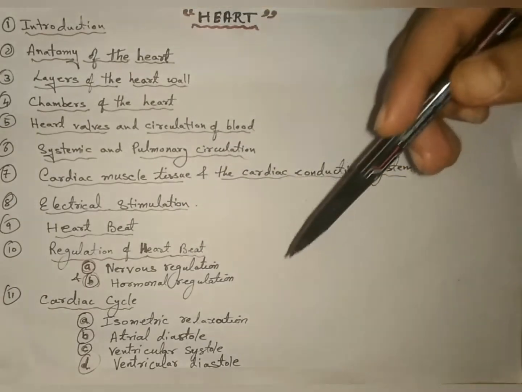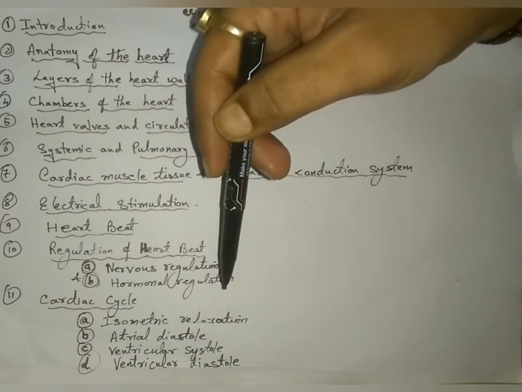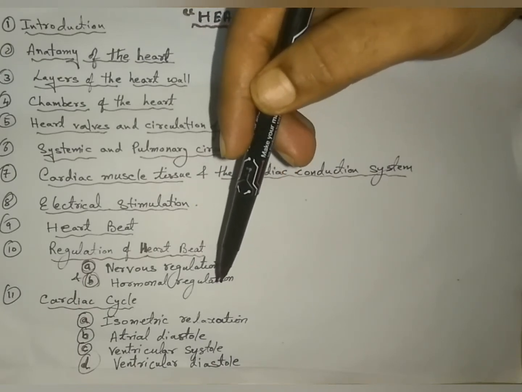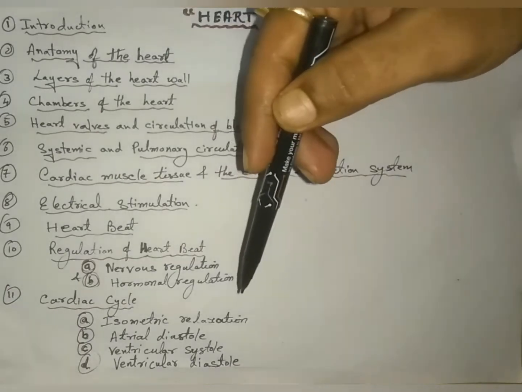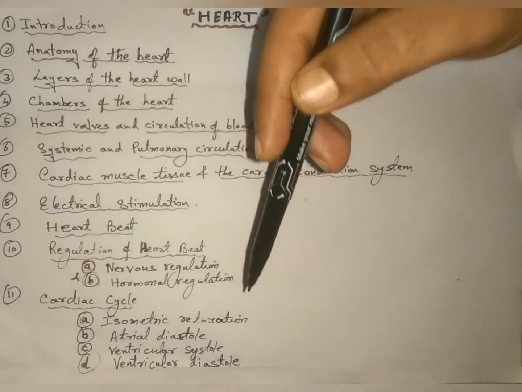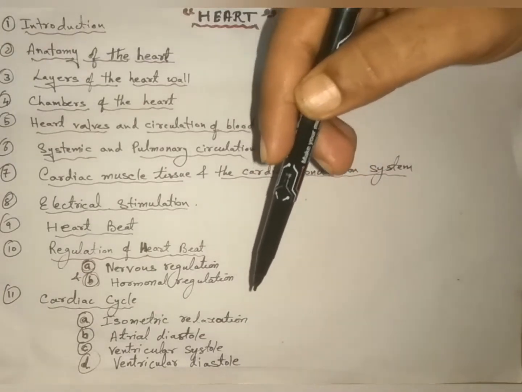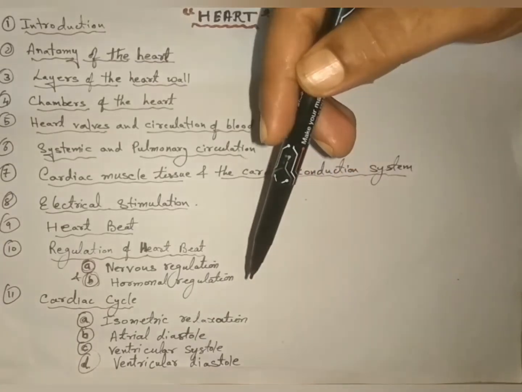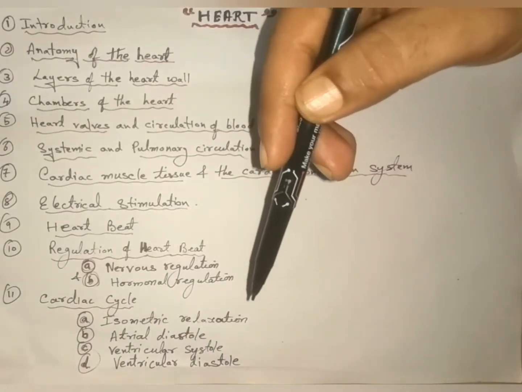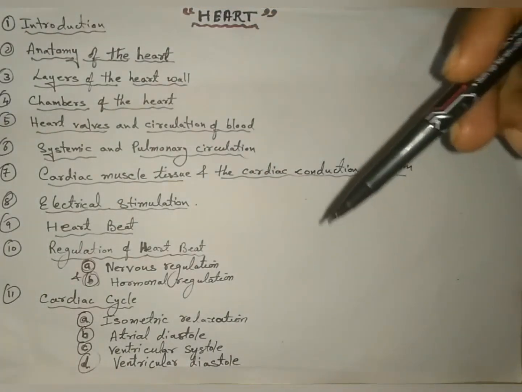Hormonal regulation. Thyroxine secreted by the thyroid gland increases heartbeat indirectly by increasing the basal metabolic rate, which requires more oxygen. Epinephrine and norepinephrine secreted by the adrenal medulla also have a role in regulation. Epinephrine increases heartbeat in emergency, whereas norepinephrine increases heartbeat under normal conditions.